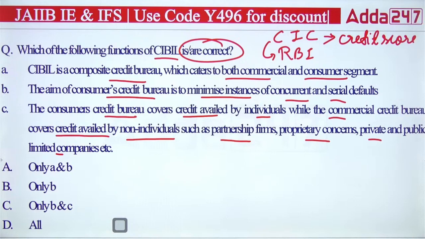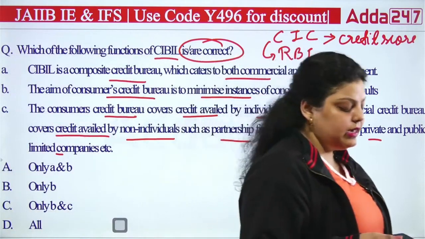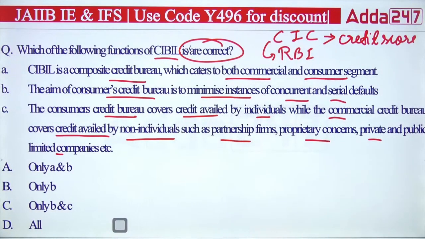So first of all, CIBIL is the Credit Information Bureau of India Limited. It's a credit information company under RBI, and it helps banks and financial institutions to know about the credit history of a customer, to know about the creditworthiness of a customer, for both individual as well as commercial.